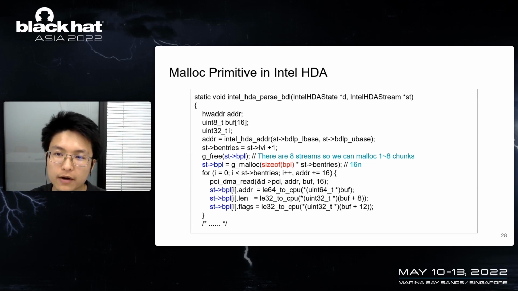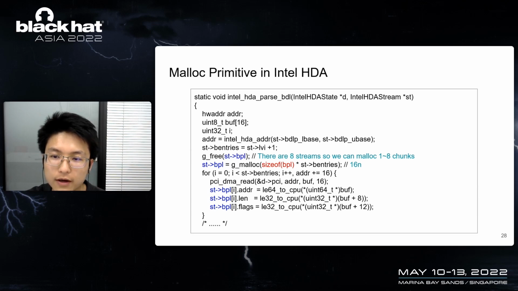This free malloc pair is in the function that gets the buffer descriptor list from the guest OS. The guest OS can write arbitrary content to the list. This routine is triggered by setting the run bit in HDA's stream control registers. Moreover, the LVI variable is also controlled by the guest, so by calling this routine, the guest can allocate any chunk size multiple of 60 bytes.